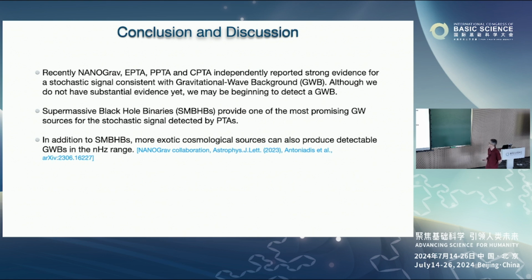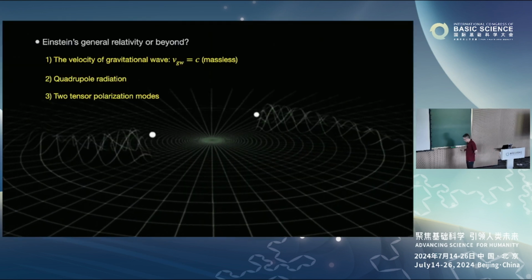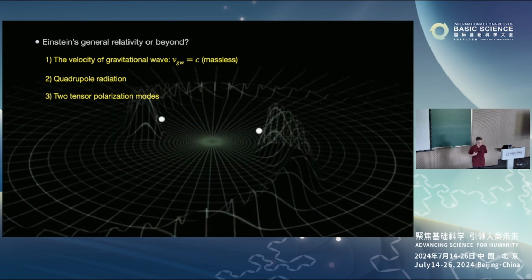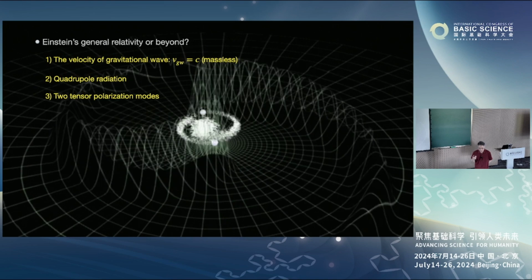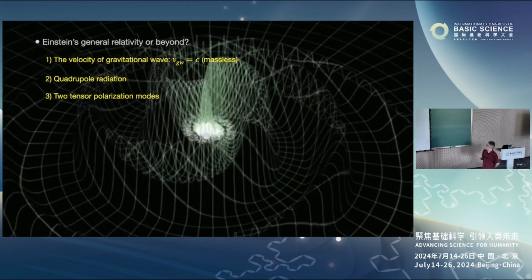We still have some opportunity to say that some more exotic cosmological sources can also produce a detectable gravitational wave background in the nanohertz range. For example, the cosmic string, domain wall, scalar-induced gravitational waves, and so on. But among all of these possible sources, I think the supermassive black hole binary provides the most promising candidate. So before closing my talk, another question we wonder about is that we want to ask some fundamental questions.